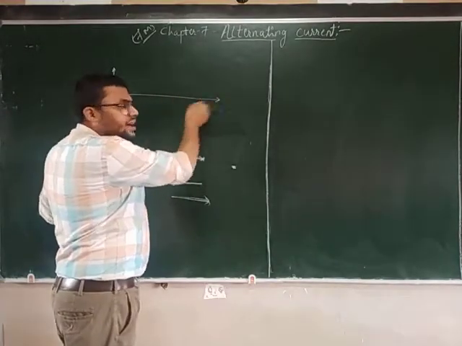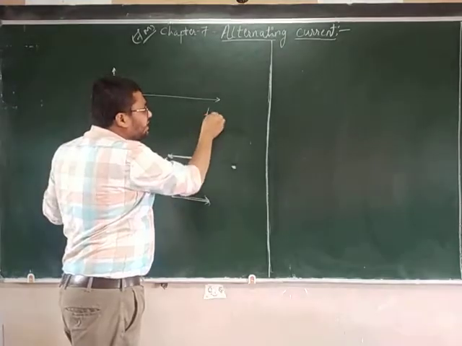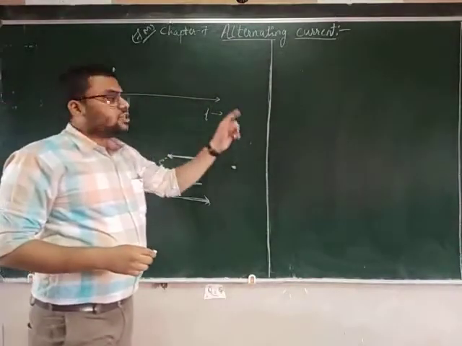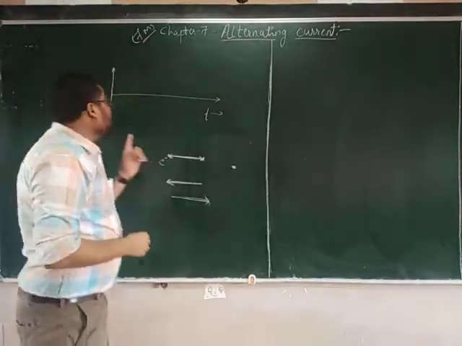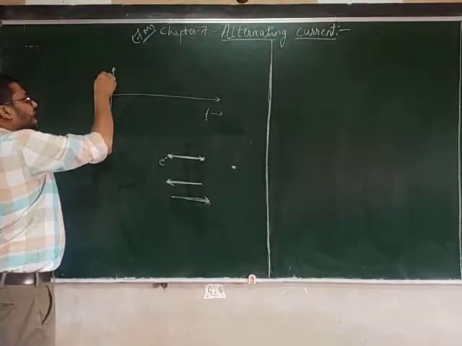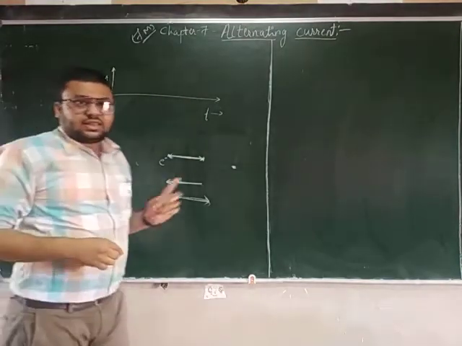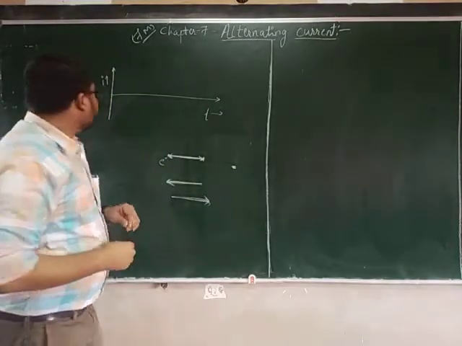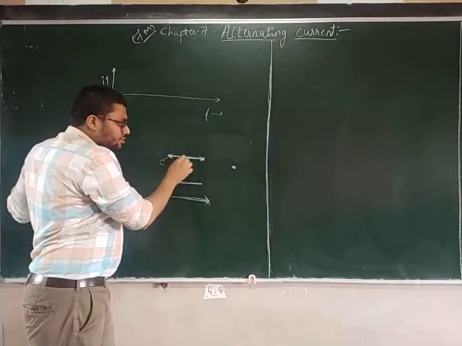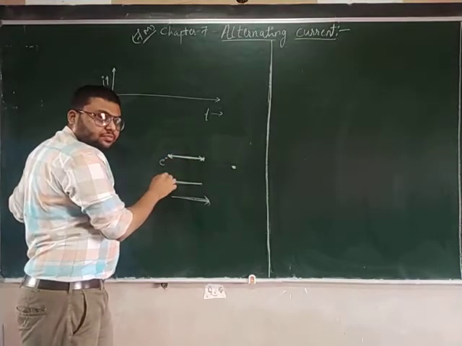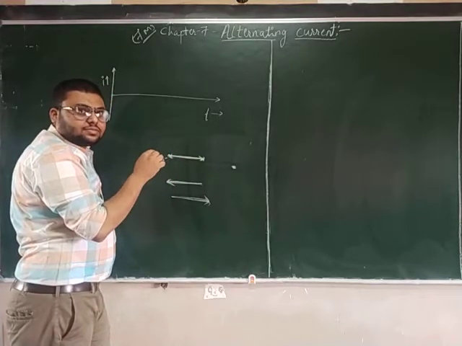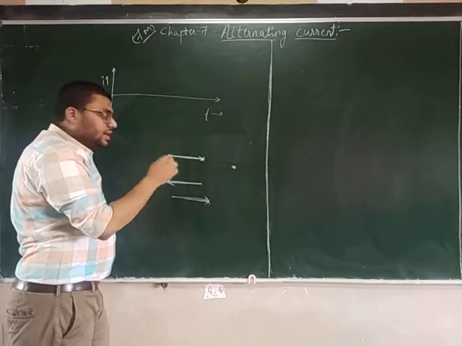So whatever horizontal axis I am having, I consider it as a time axis. Horizontal axis is time axis. Whatever vertical we are having here, that is current axis. I means current. Okay? Whenever the electron is moving in this direction, the current gradually rises.